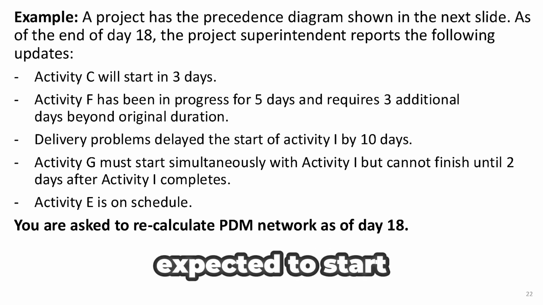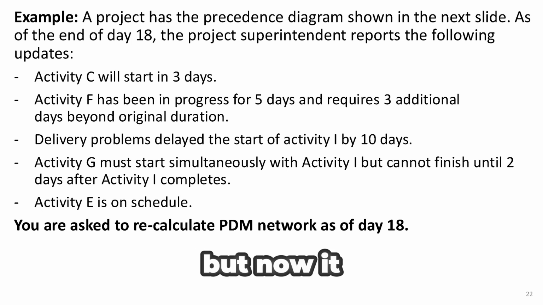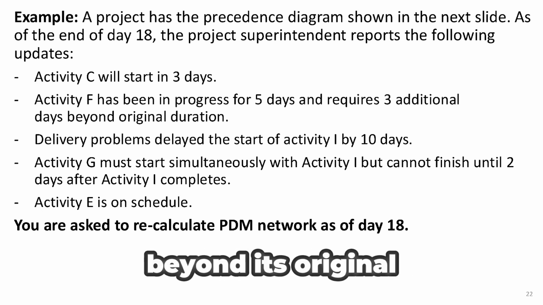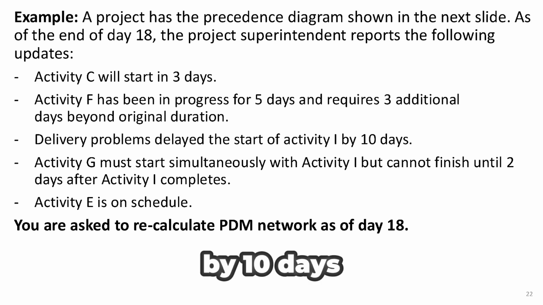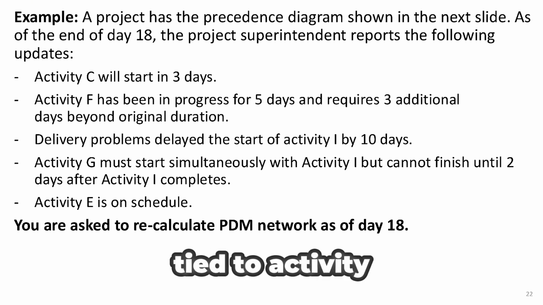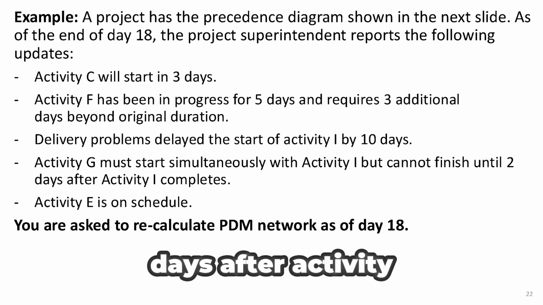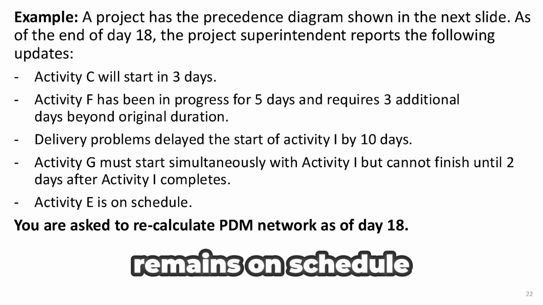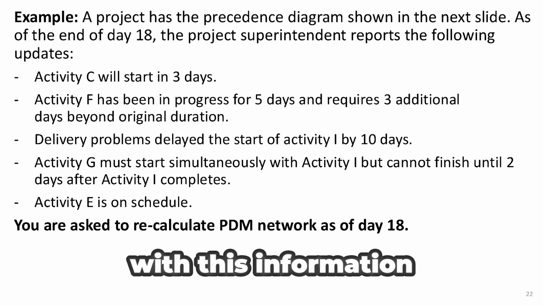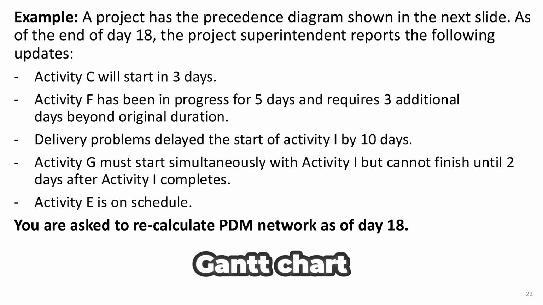Activity C is expected to start in 3 days. Activity F has already been in progress for 5 days, but now it requires an additional 3 days beyond its original duration. Delivery problems have delayed the start of Activity I by 10 days. Activity G is tied to Activity I. It must start at the same time as Activity I, but it cannot finish until 2 days after Activity I is completed. Meanwhile, Activity E remains on schedule with no changes reported. With this information, we'll now look at how these updates affect the precedence diagram and the Gantt chart.